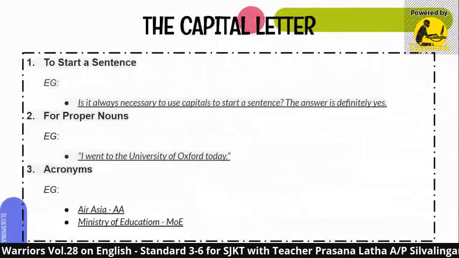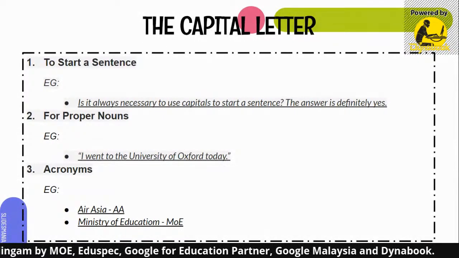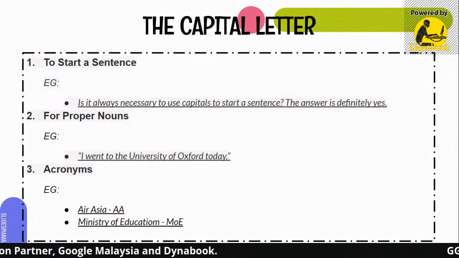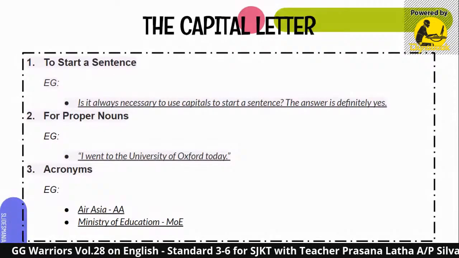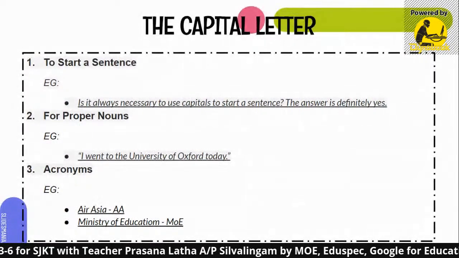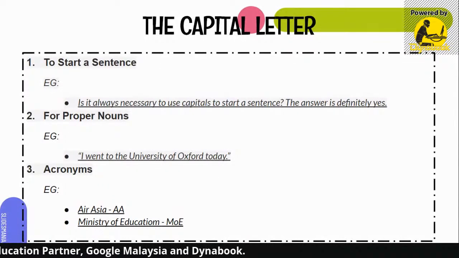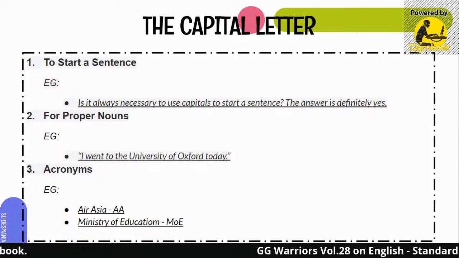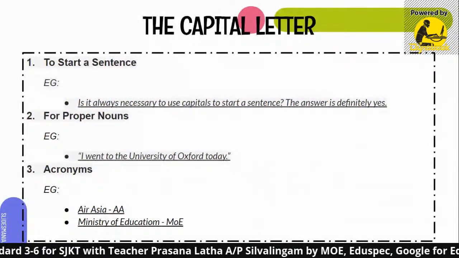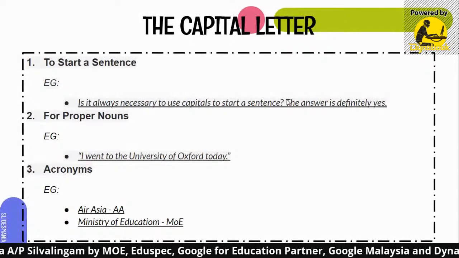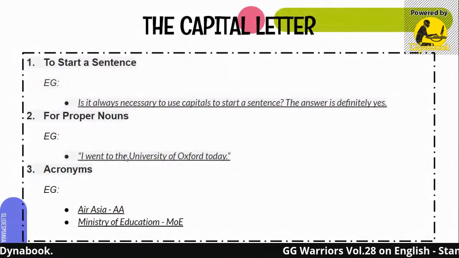The last one would be the capital letter. Capital letters are very common and familiar for us, because this is something that we have been dealing with from the start of our time. So we use capital letters to start a sentence. Is it always necessary to use a capital to start a sentence? The answer is definitely yes. If you look at this example, the start of a sentence is in capital, and also the start of the second sentence is in capital letter. Proper nouns: I went to the University of Oxford today.